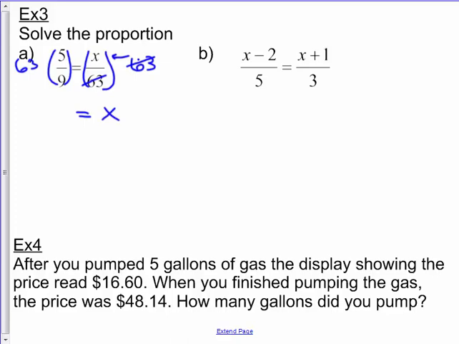Now, I could take 63 times 5. That would be okay. But I'm going to simplify 63 over 9. Well, that's 7. And then 7 times 5 is 35.